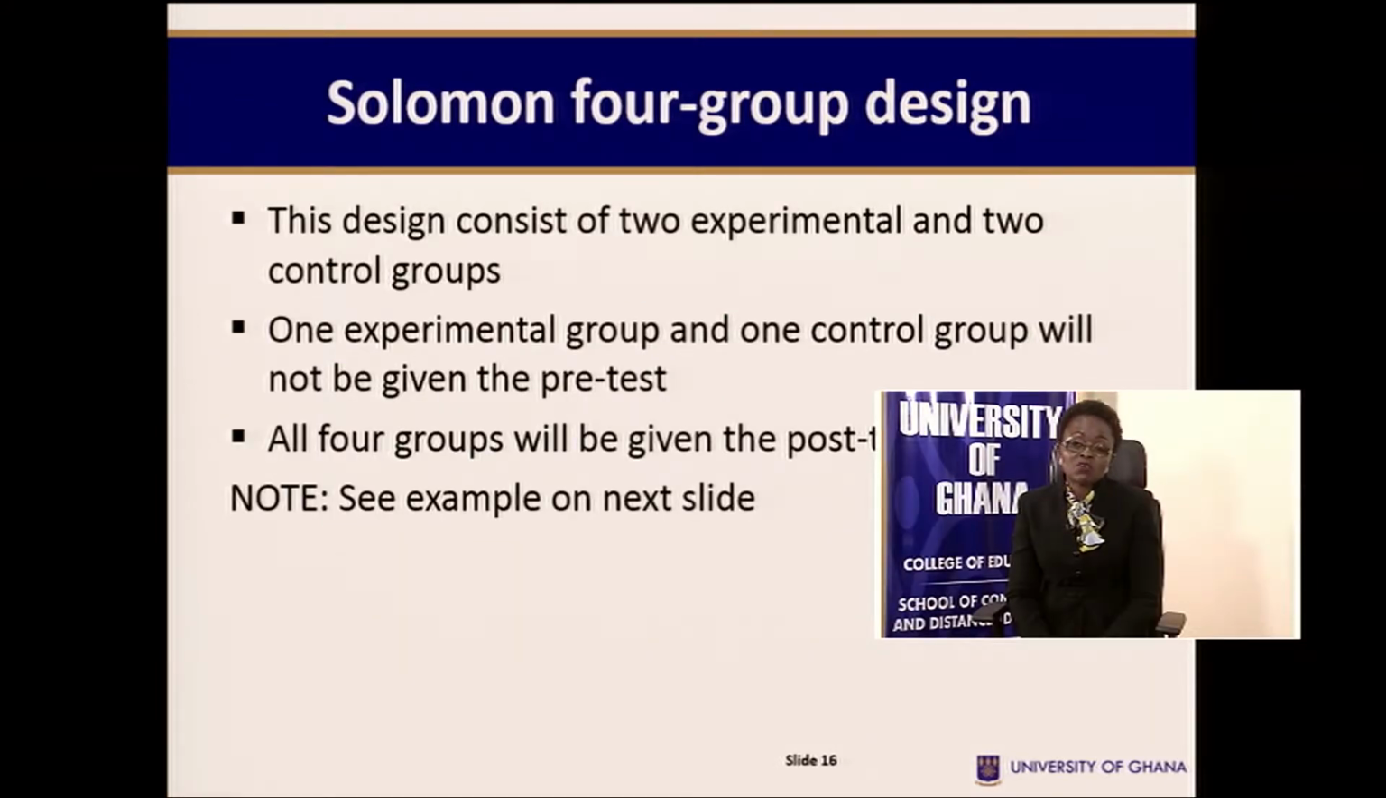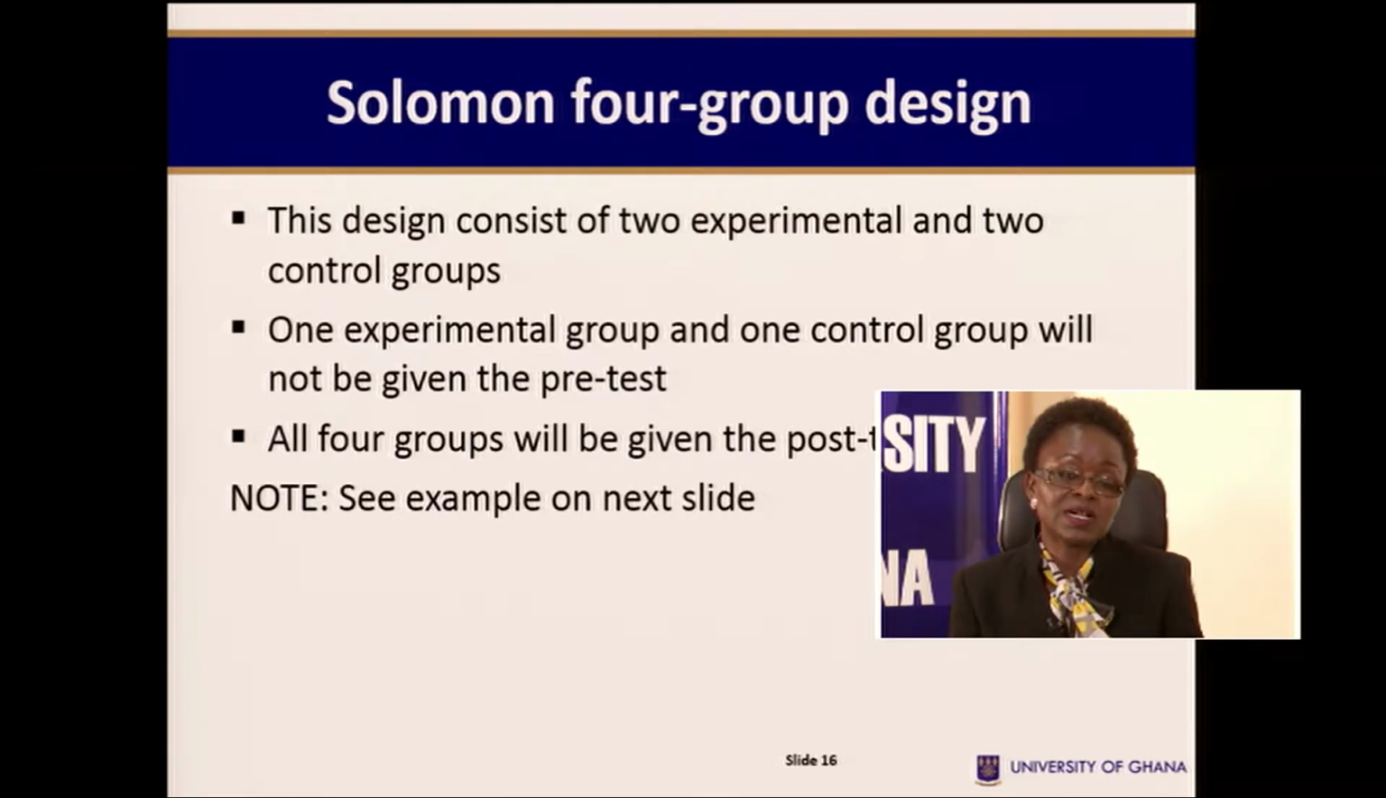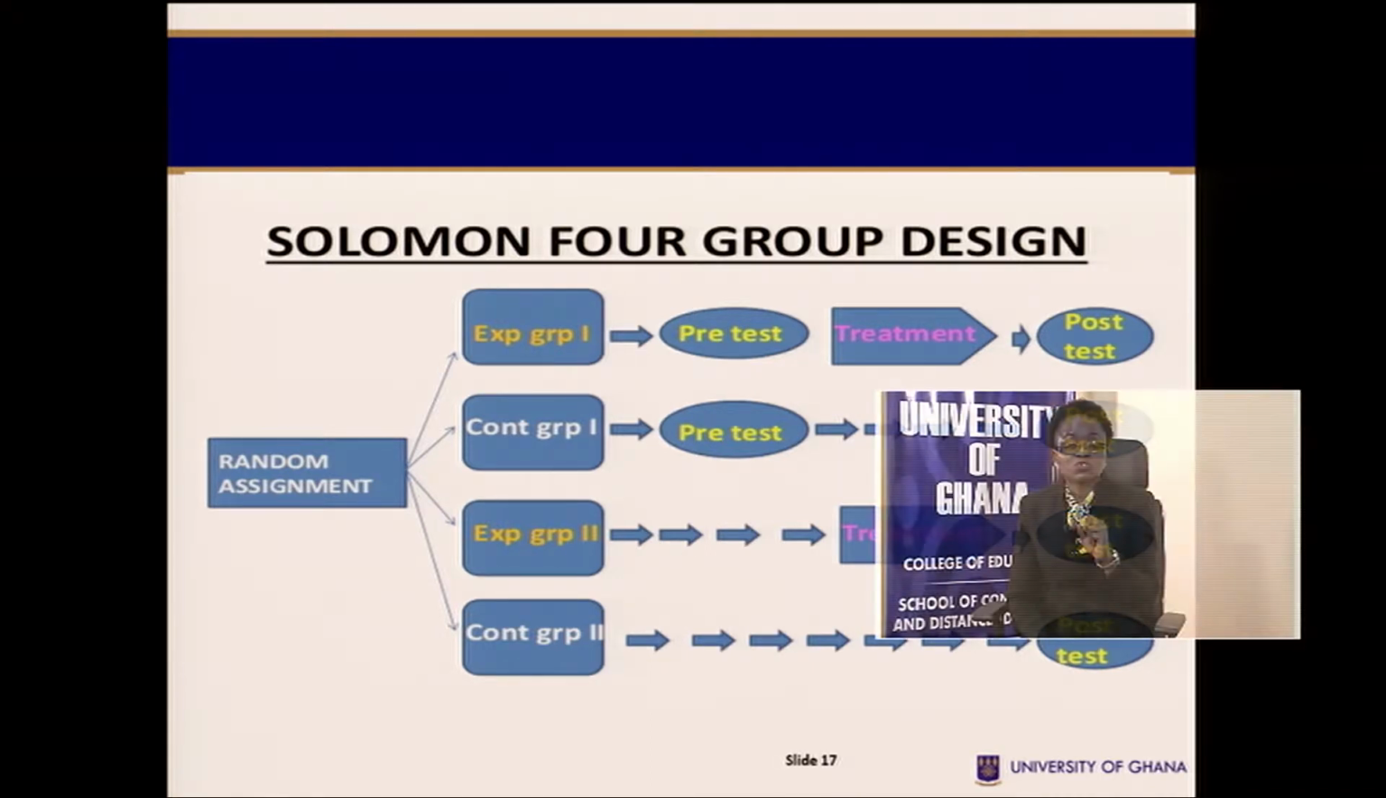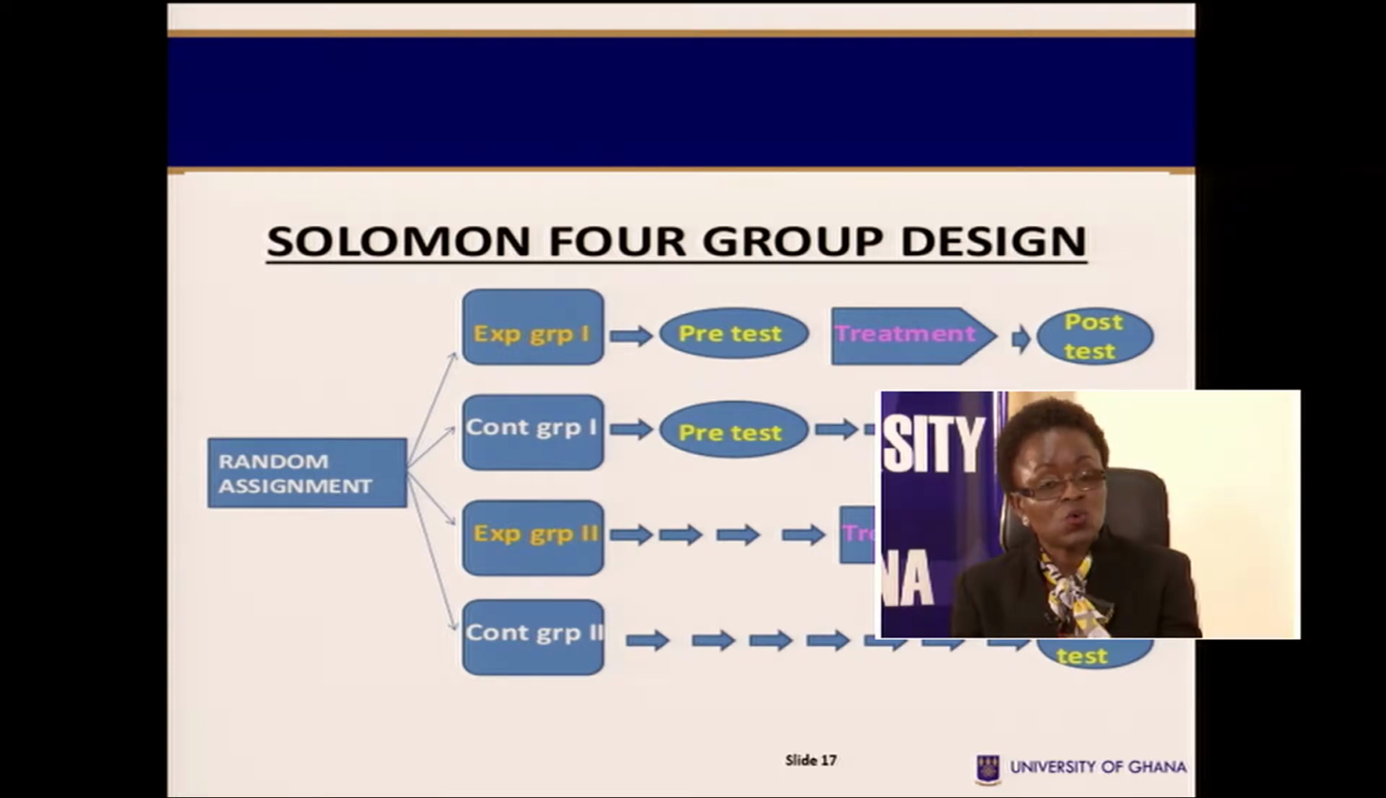Now, Solomon 4-group design. This design consists of two experimental and two control groups. One experimental group and one control group will not be given the pre-test. Let's look at this example. Two experimental groups, two control groups. In this design, one experimental group and one control group will do the pre-test. They will answer the questionnaire.